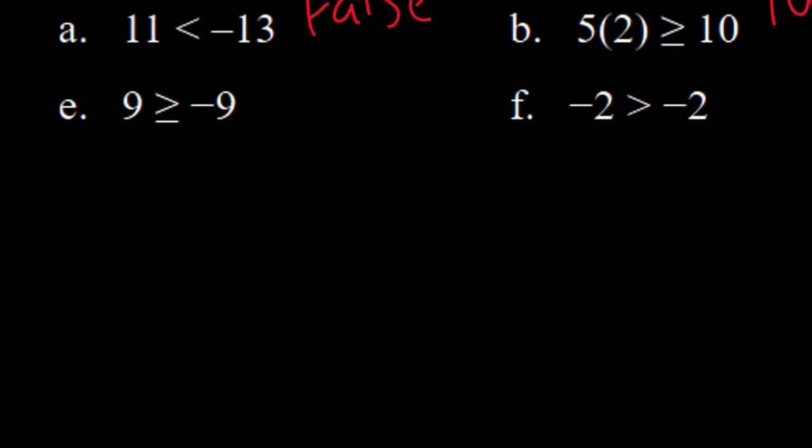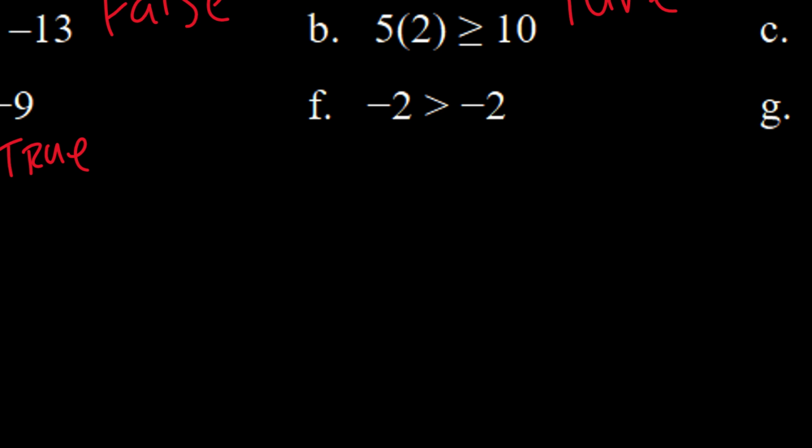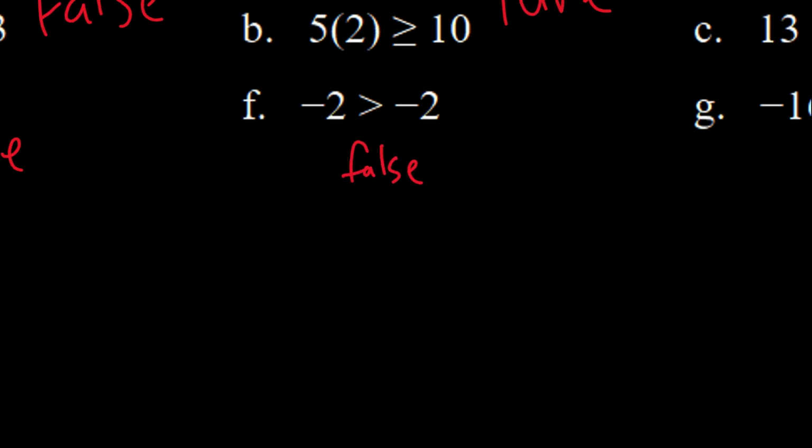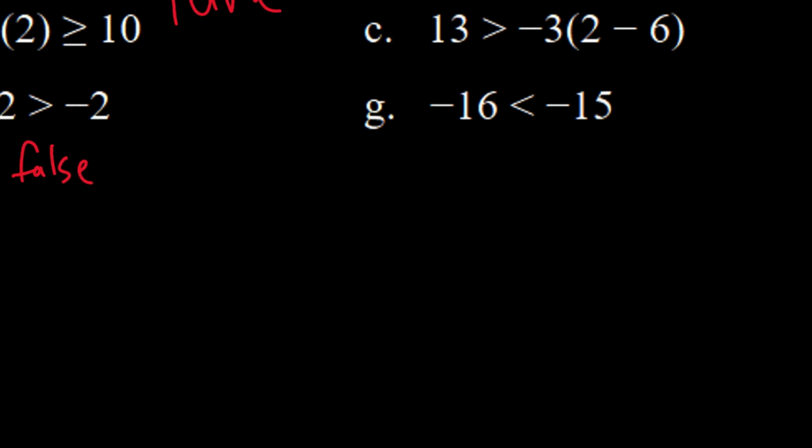9 is greater than or equal to negative 9. That's true. 9 is definitely greater than negative 9. F, negative 2 is greater than negative 2. No, that's false. It would be true if it was or equal to, but it just says it's strictly greater than, and negative 2 is not greater than itself.